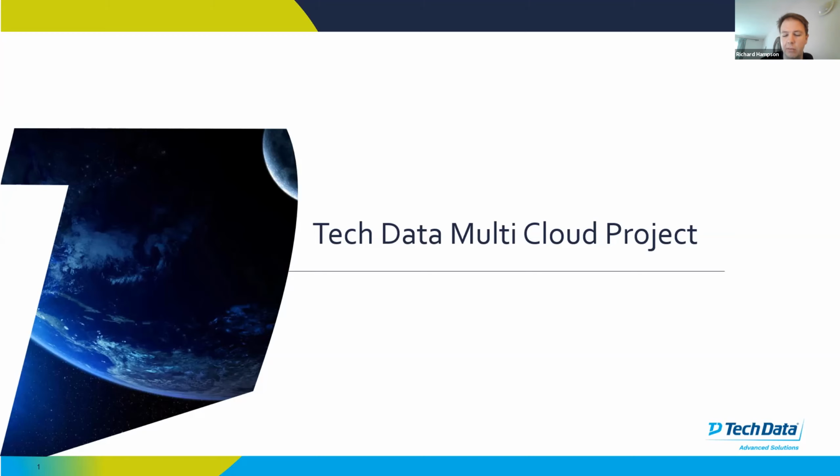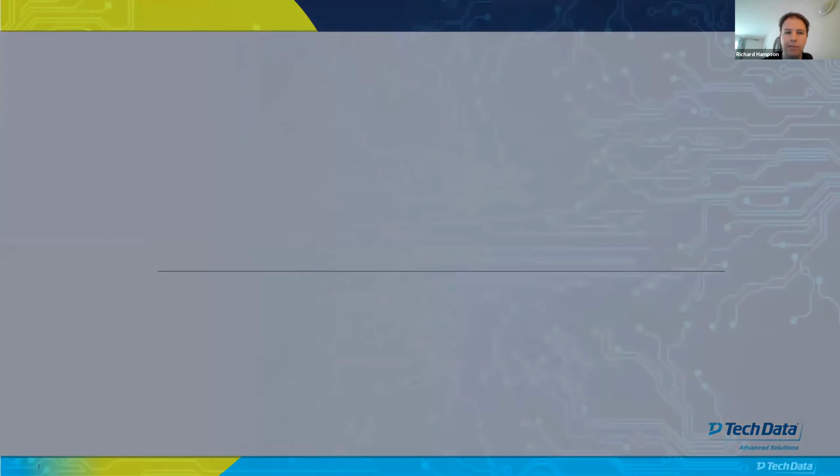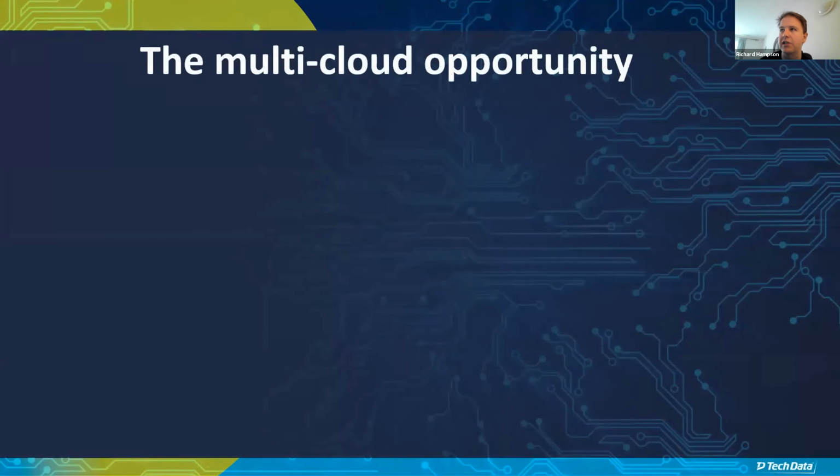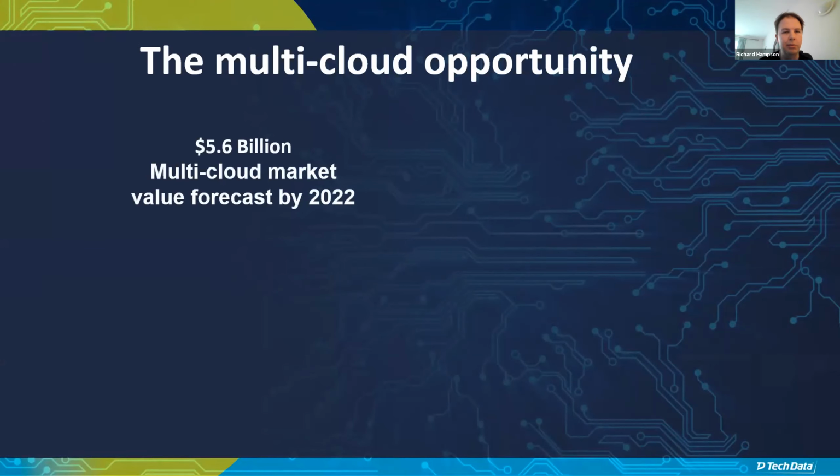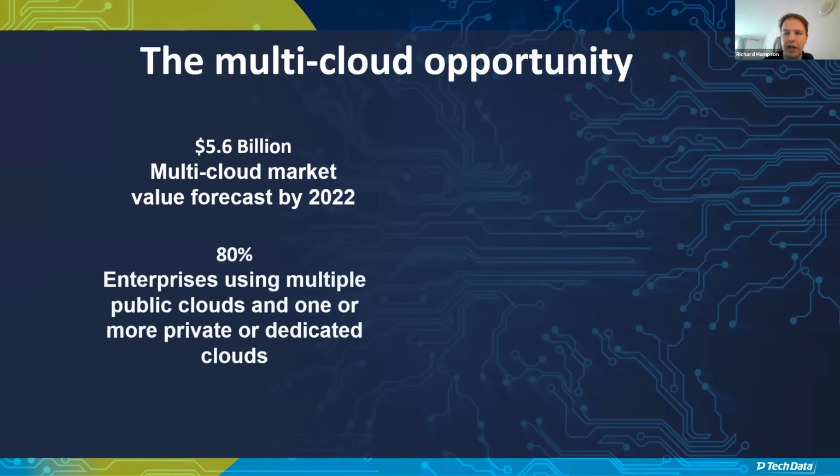We call it the Tech Data Multi-Cloud Project. You've probably seen some of the stats around the multi-cloud opportunity, and I'll go over this very briefly. Some of the stats say 5.6 billion by 2022. Others put it as high as a $1 trillion hybrid cloud opportunity, which of course includes multi-cloud. What we can say is it's a really big opportunity. Another stat we often use is that 80% of enterprises are using multiple public and/or private clouds. So the market demand is absolutely there.